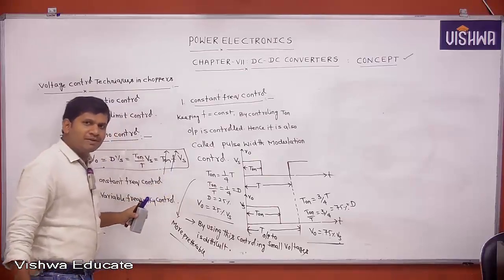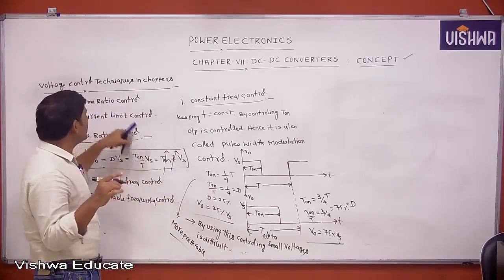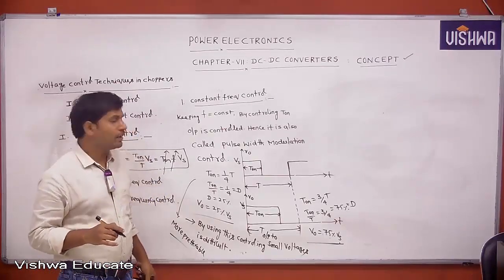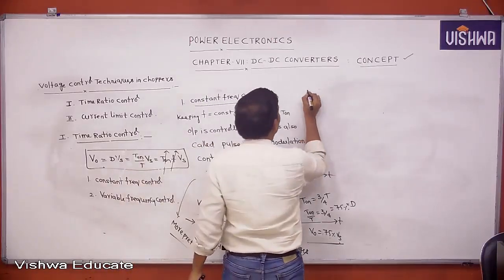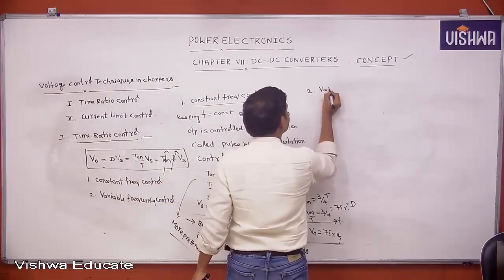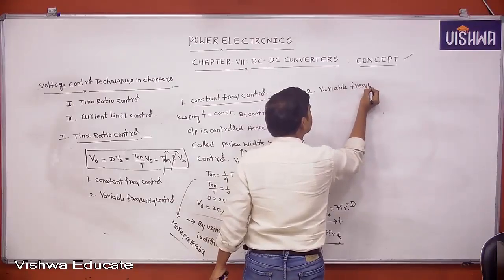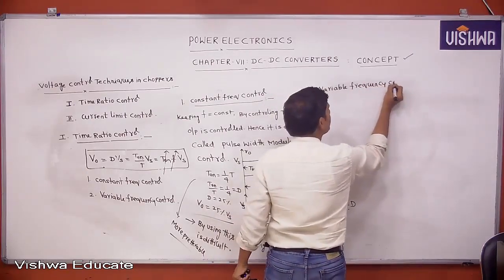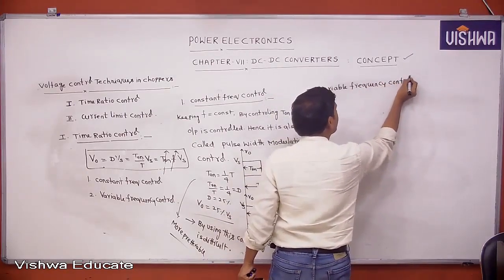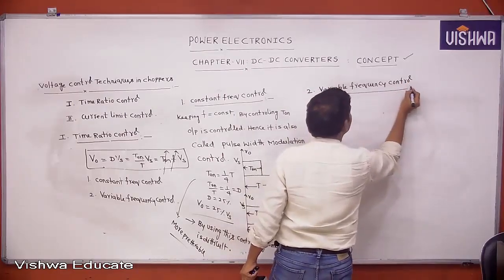As compared to this method, there is another method: current limit control, which we can also use practically. Okay. Then what is variable frequency control? Tell me, what do you mean by variable frequency control?